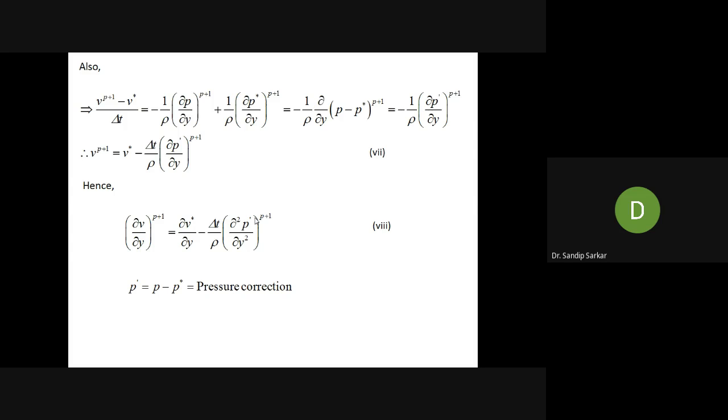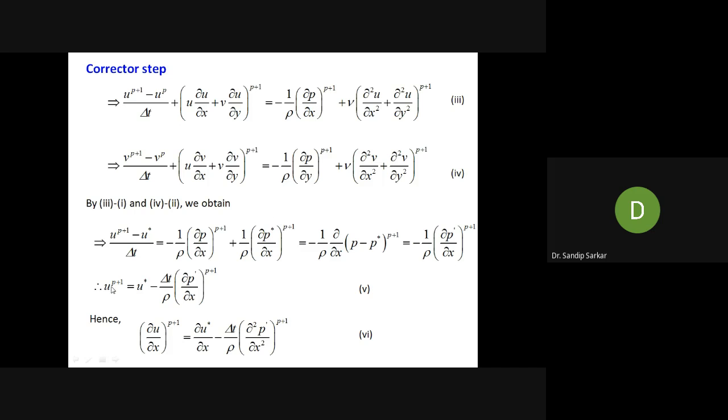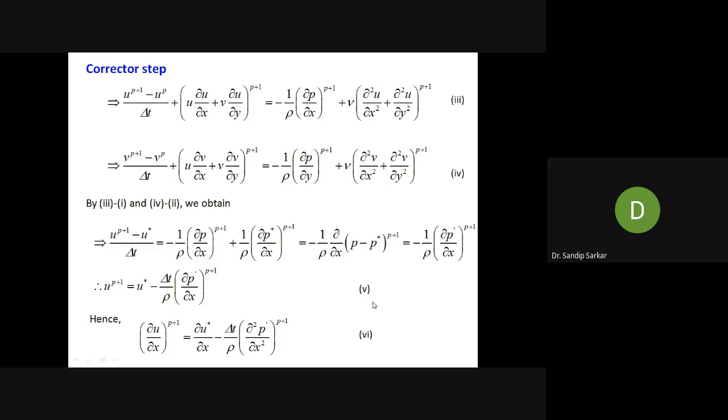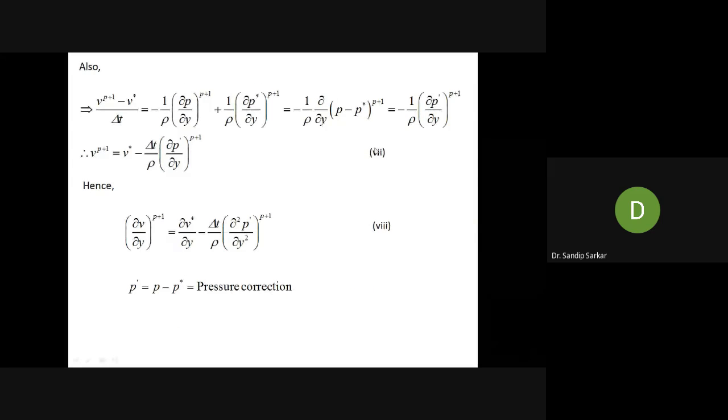Now we have obtained these equations. I have not written here that these equations are called the velocity correction equations. Equation number 5 and equation number 6, 7 are called the velocity correction equations, as introduced by Patankar. You can write it in your class notes.